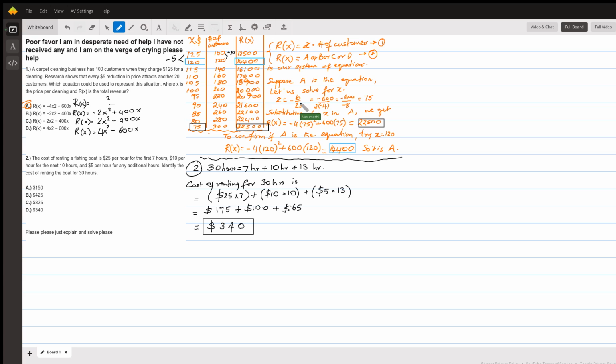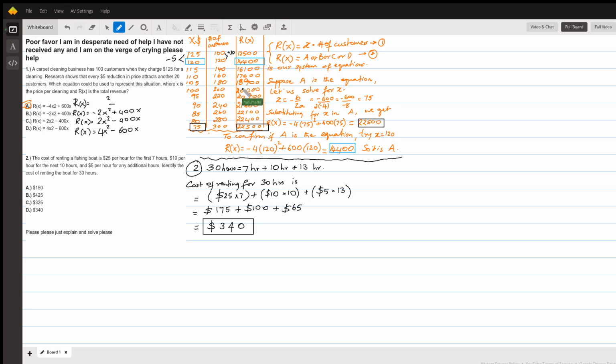So b is the coefficient of the x term, that is 600, and a is negative 4. So I substituted negative 600 divided by 2 times negative 4. So I have negative 600 divided by negative 8. That gives me 75, a positive 75. This means this is the value of x. Remember, x is the cost per cleaning.